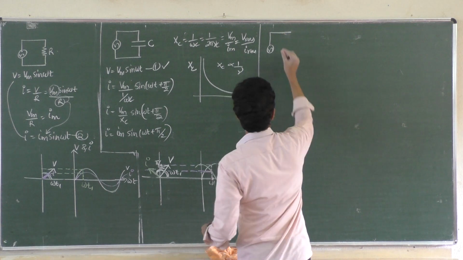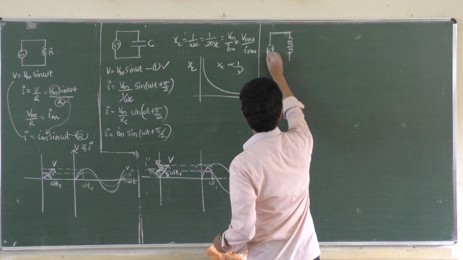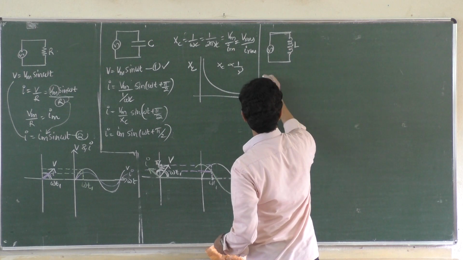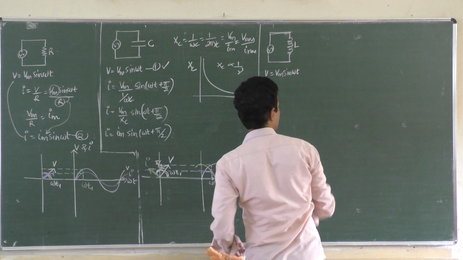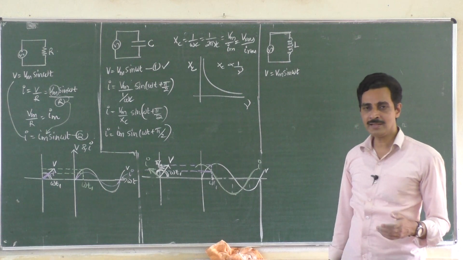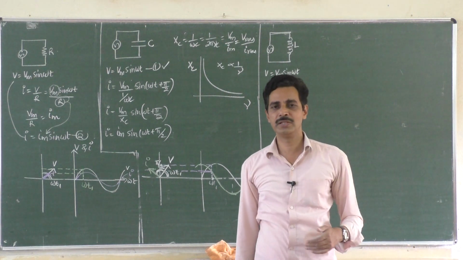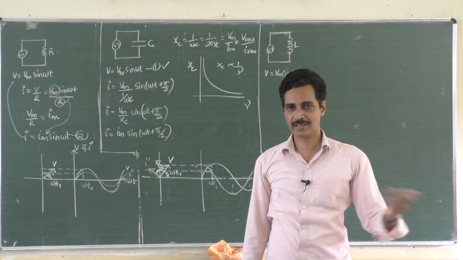You connect it to an inductor of self-inductance L, like this. The applied EMF is V equal to Vm sin omega t. Just recall what you have done in the previous cases. For current in the resistor, we simply divided by the resistance, V by R, that is Vm sin omega t by R, and Vm by R is taken as Im.